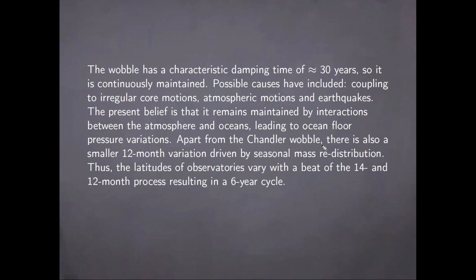Apart from the Chandler wobble, there is also a smaller 12-month variation driven by seasonal mass redistribution throughout the Earth. Thus, the latitudes of observatories vary with a beat of the 14 and 12-month processes, resulting in a cycle that has about 6 years.